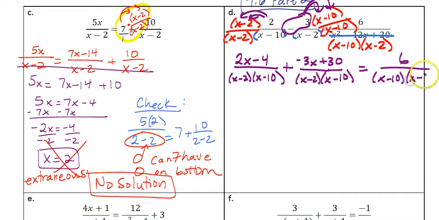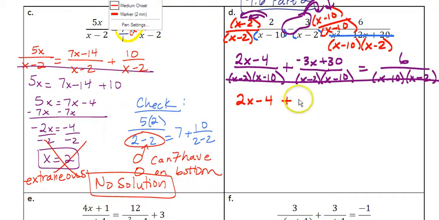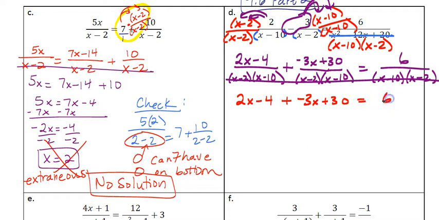Now that required a little bit more work, but now we're at the same stage I was at in my other problems. So I can right away cancel that out, and I'm left with what's on top. So 2x minus 4 plus negative 3x plus 30 equals 6. And I'll go through and solve it.